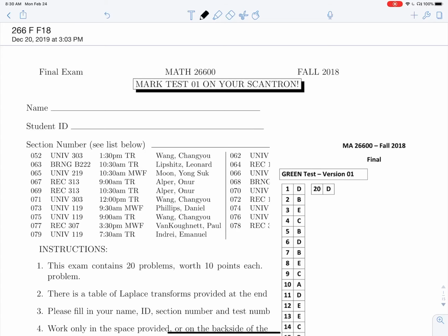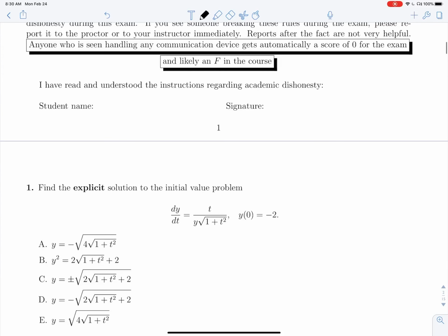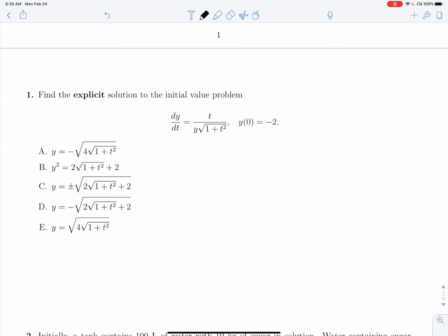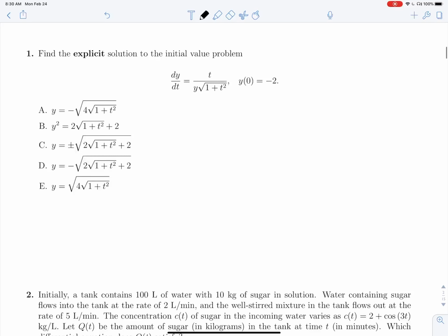So, this is the midterm one section of the fall 2018 final exam for MA266, and we can actually do a little over half of this exam, so more than usual. So we'll be here for a little bit. Question 1. Find the explicit solution to the initial value problem given here.